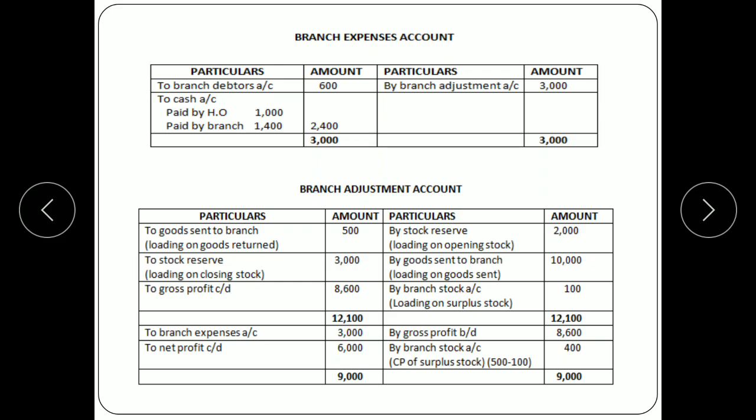This 8,600 amount is then brought down to the second part, by gross profit brought down 8,600. On the debit side of the second part of branch adjustment account, we debit the account with expenses, the total expenses of the branch. We had transferred the expenses to branch adjustment account, so this one will be debited to the branch adjustment account. To branch expenses 3000.